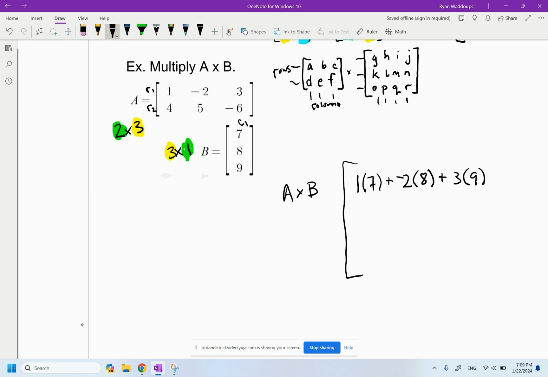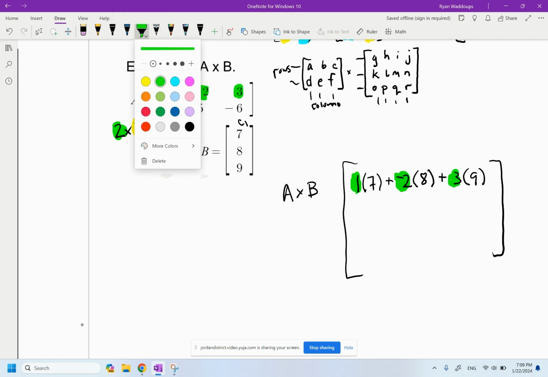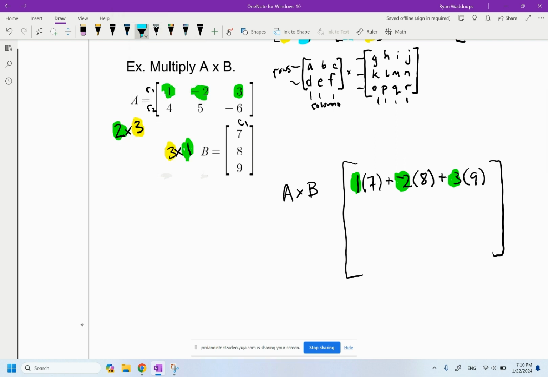Let's add a little color to this so it makes sense. We're going to take these rows here. 1 is this 1 right here. This -2 is this -2 right there. And this 3 is this 3 right here. And then let's use light blue. So this 7 is this 7. This 8 is this 8. And this 9 is this 9.